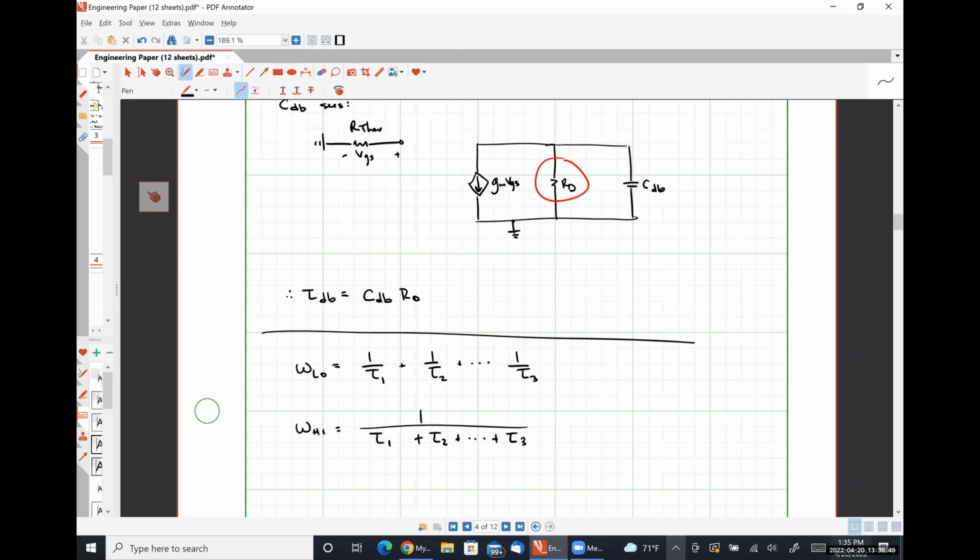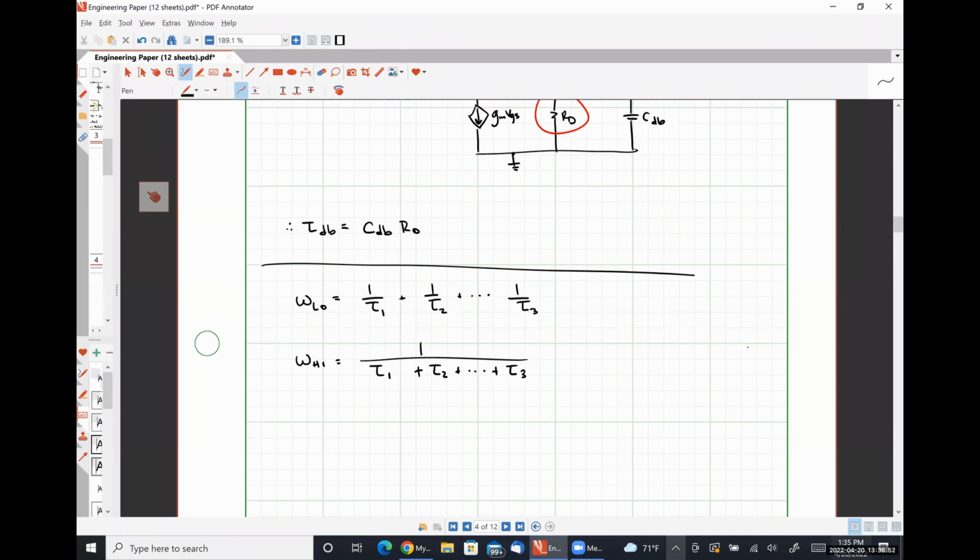So we can estimate that the mid-band ends at a frequency omega high that is equal to 1 over CGS RThev plus CDB RD plus CGD times RThev plus 1 plus GM RThev RD.